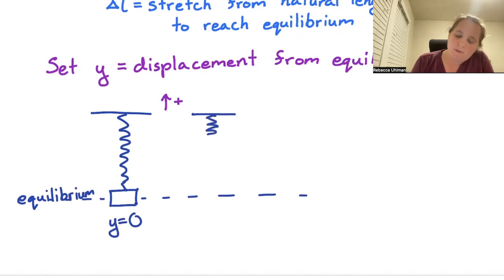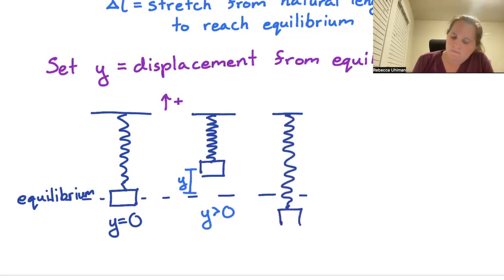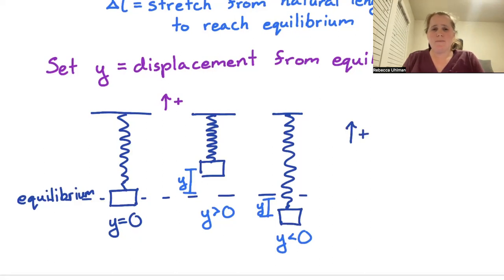If we compress the spring, then our distance y is positive. And if we stretch the spring and measure that displacement, y will be negative. So again, we're taking our positive direction to be up. So this is our spring mass system.